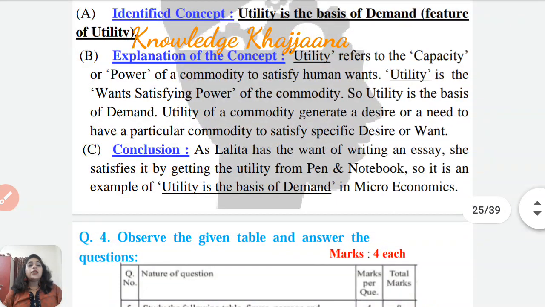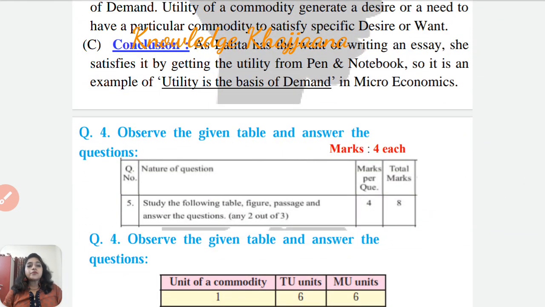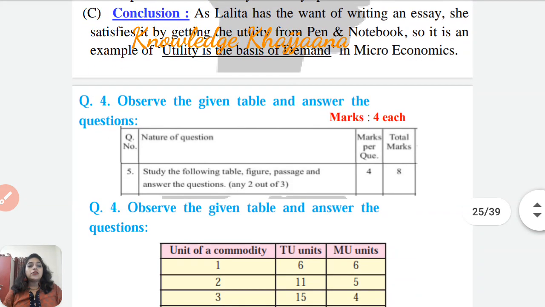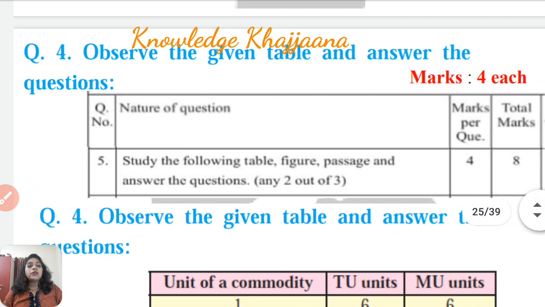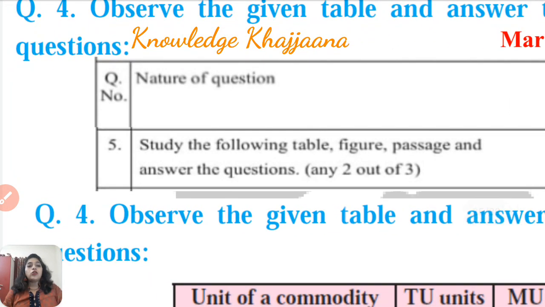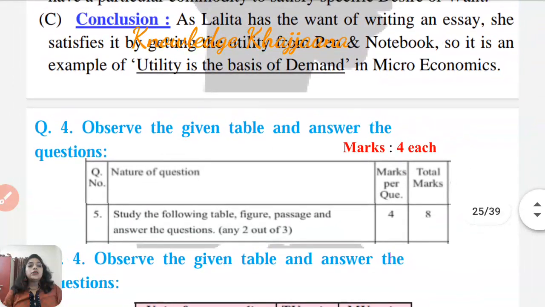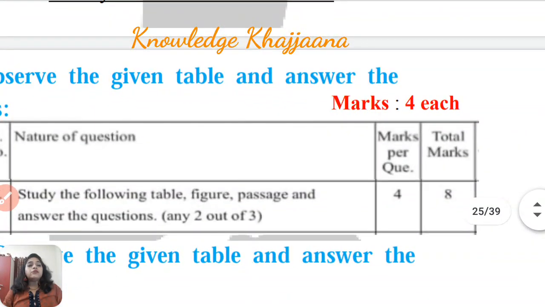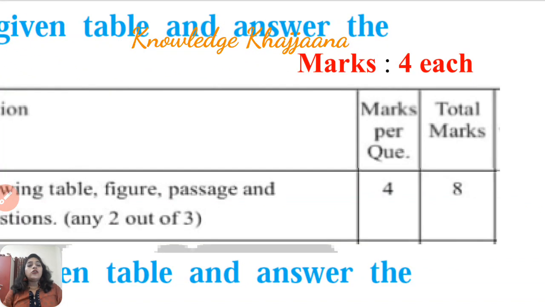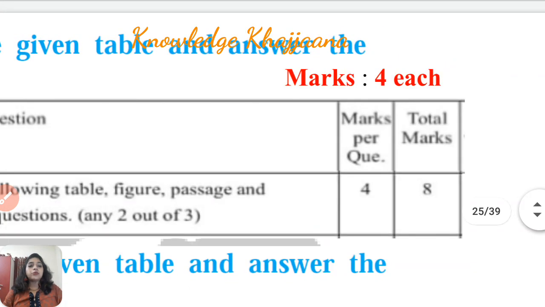Okay. Now let's move to question 4. See, observe the given table and answer the questions. Now as per the paper pattern, this can be your question 5. And how can the question be? Study the following table or figure or passage and answer the questions. It can be asked for 4 marks and you have to solve any 2 out of the given 3, and total marks would be 8, because each sub question carries 2 marks.